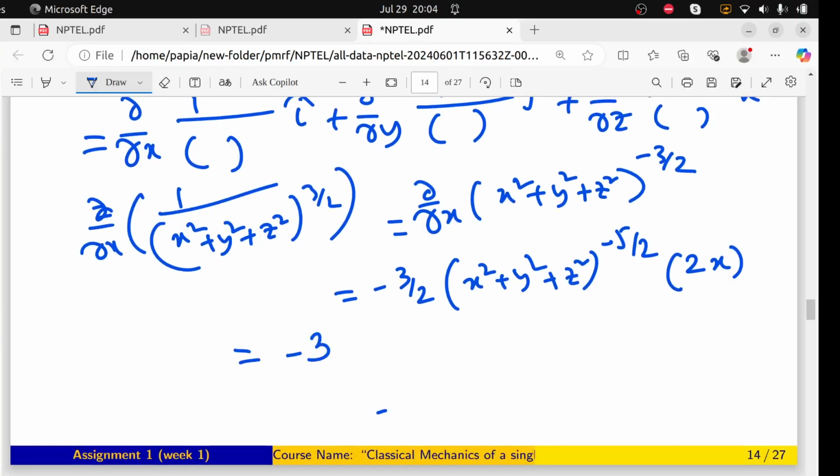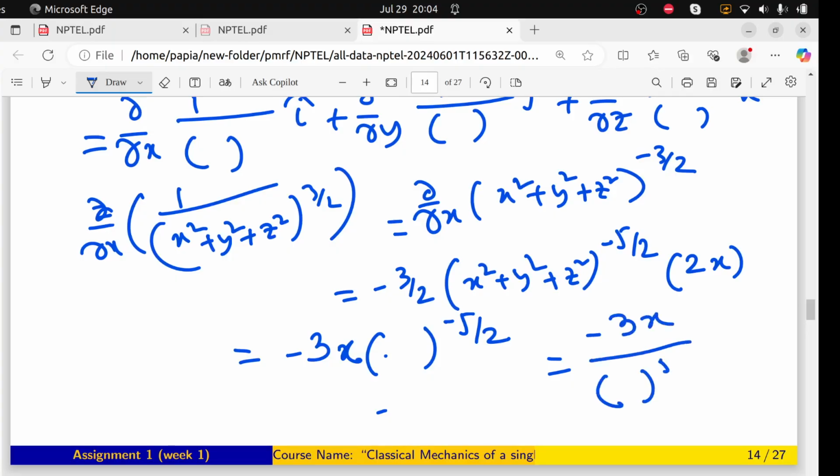So, it will be something minus 3, 2 will cancel out, 3x, then this whole term to the power minus 2. Sorry, minus 5 by 2. So, it is like that 3x divided by whole to the power 5 by 2. Can I write it like minus 3x divided by r to the power 5?